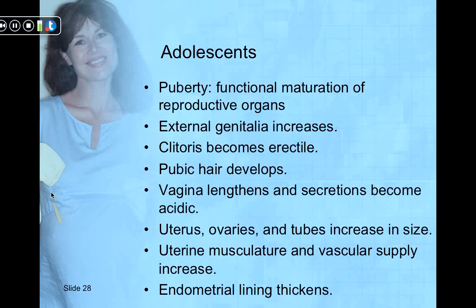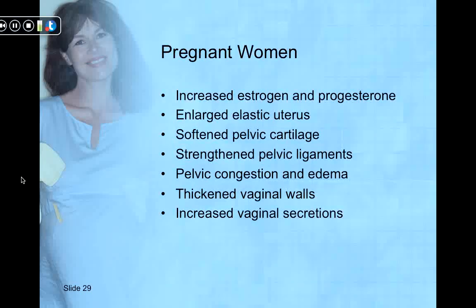The uterine musculature and vascular supply increase, and the endometrial lining thickens in preparation for the menses. In pregnant women, there's increased levels of estrogen and progesterone. This causes the mucous membranes in the internal and external genitalia to have a lot of vascular congestion and swelling. Their vaginal walls are thickened.